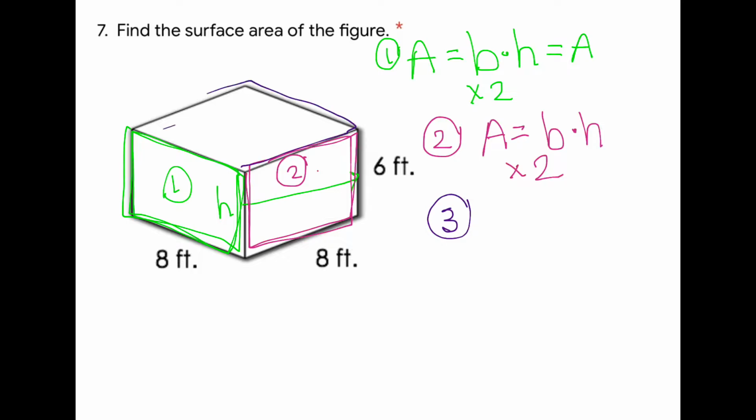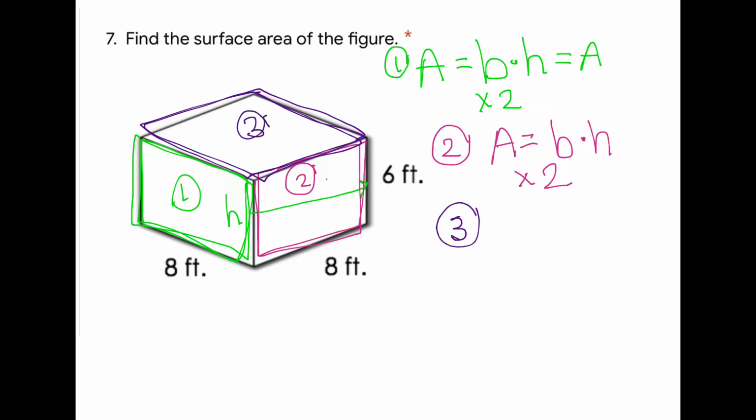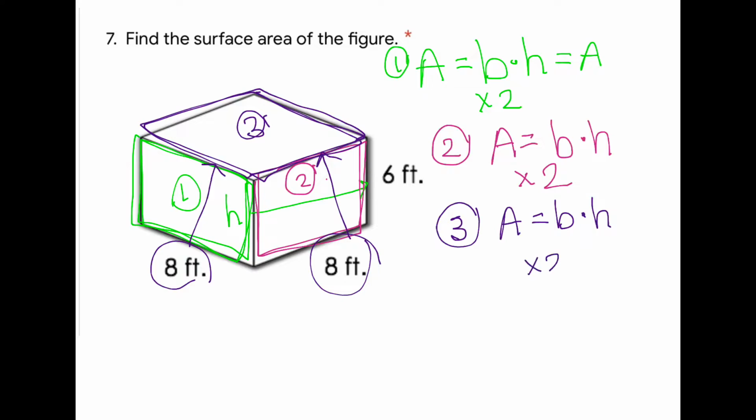Now we're gonna find our area of this top rectangle. Okay, this is 3. Once again, area equals base times height. Well, we can get our base from here and our height from there. After you get that, you need to times your area by 2.